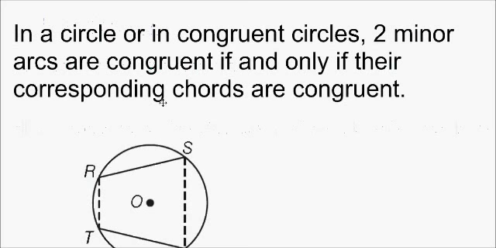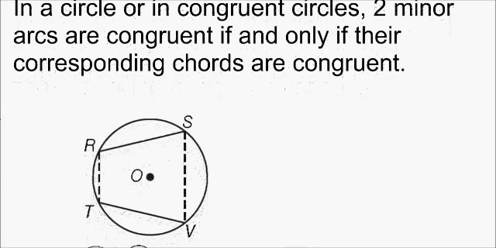Okay, so first up, our first property is that in a circle or in congruent circles, two minor arcs are congruent if and only if their corresponding chords are congruent. So you can see our circle here, and we have some chords drawn. Remember, chords have endpoints on the circle.